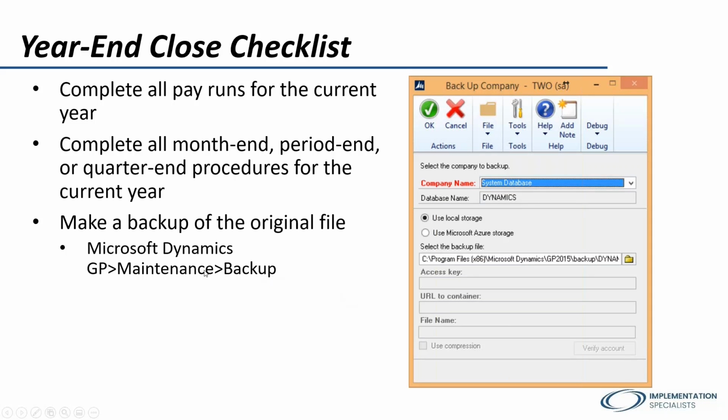If you go to GP's, Maintenance, and Backup, you'll get a screen that looks just like this. You will choose your company name, not the system database, which is the Dynamics database. You should have your own company name. And then if you want to save it on your PC, we'll go ahead and choose local storage and choose a location. I would then recommend you take that backup and move it to someplace else. That way you just make sure that it's safe and secure.